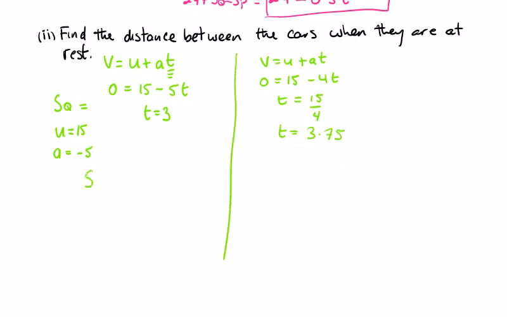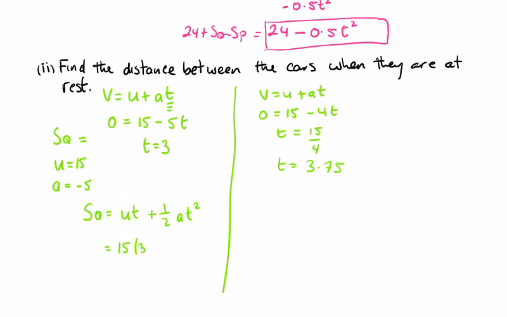So the distance traveled for Q, again we can use UT plus a half AT squared. So the distance traveled for Q was traveling at 15, and the time for Q was 3, plus a half by the acceleration, which was minus 5 by T squared, which is 3 squared. So that's going to give me 45, and we have 9 5s are 45, divided by 2 is 22.5. So the distance traveled by Q is 22.5 meters.